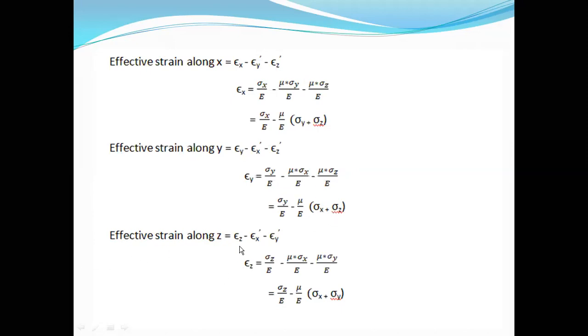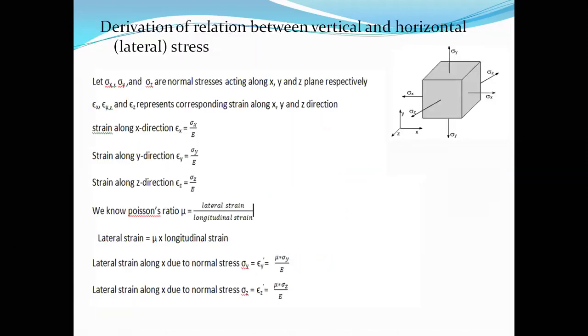Similarly, the effective strain along z axis is equal to epsilon z minus epsilon x dash minus epsilon y dash. So epsilon z is equal to sigma z by E minus mu into sigma, because this is lateral strain. If I take mu by E as common out of this equation, the simplified equation is going to be: the effective strain on z axis, epsilon z, is equal to sigma z by E minus mu by E into sigma x plus sigma y. This is exactly the derivation of the relation between vertical and lateral strains.